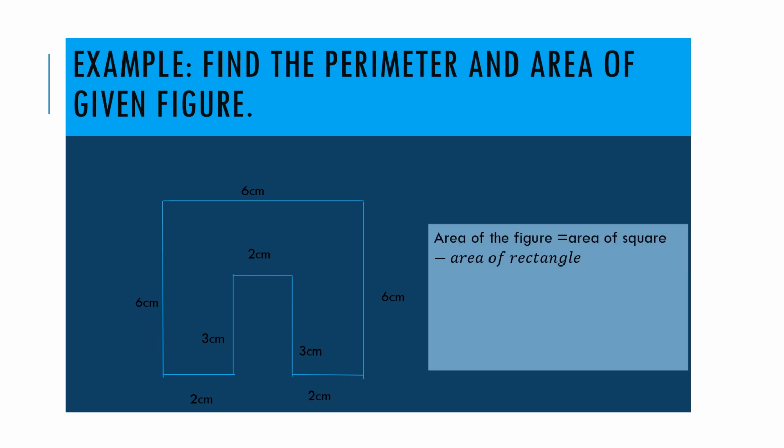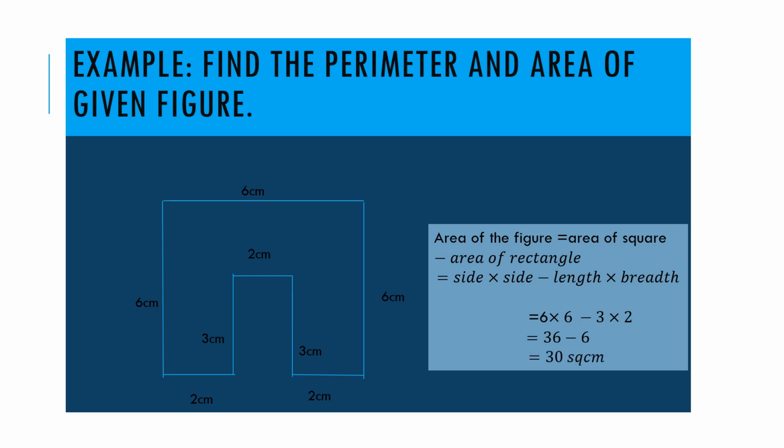What is the area of this given figure? If we subtract the area of the rectangle from the area of the square, we get the area of the figure. Area of square: here side is 6 centimeters, 6 into 6 is the area of the square. The rectangle length is 3 and breadth is 2, so the area of the rectangle is 3 into 2, length into breadth. So 36 minus 6 is 30 square centimeters. Area is measured in square centimeters.